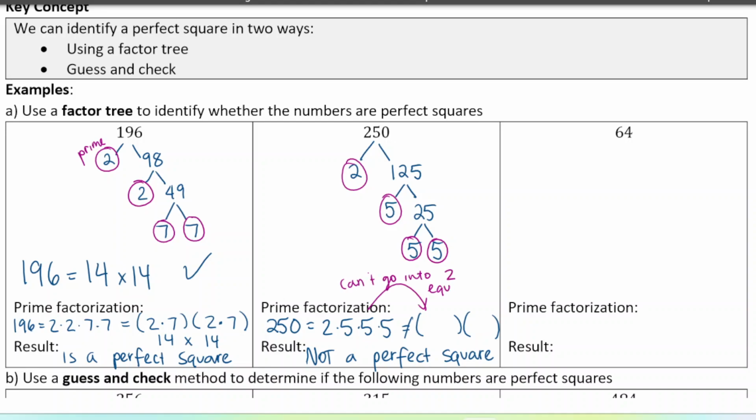I'm not going to do the factor tree for 64. You could try it on your own, but what you'll see with 64 is that you should end up with six 2's.